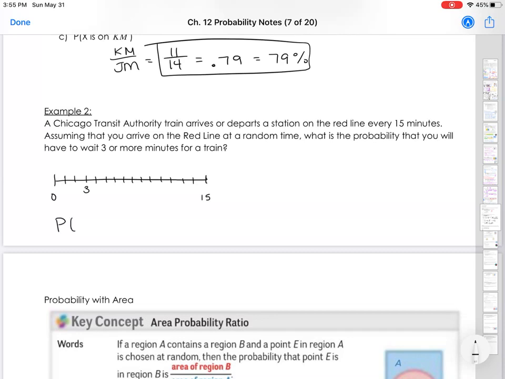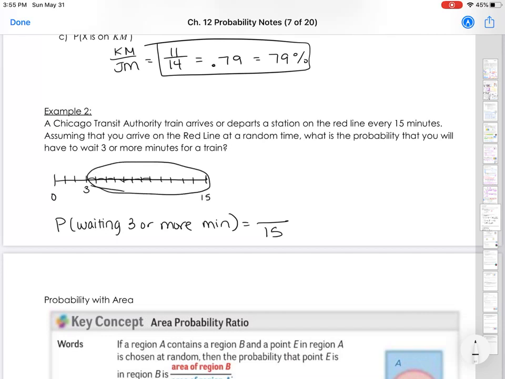Okay, so waiting 0 minutes, waiting 15 minutes, right? And we could really say that we're marking 1, 2, 3, 4, 5, 6, 7, 8, 9, 10, 11, 12, 13, 14, and then 15. Okay. So we want to know what is the probability of waiting 3 minutes or more. So the probability of waiting 3 or more minutes.